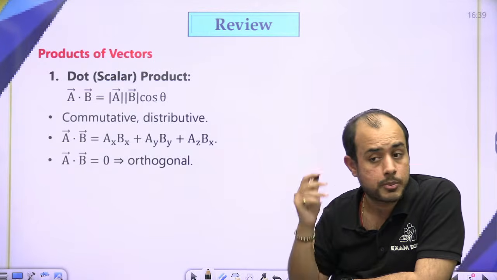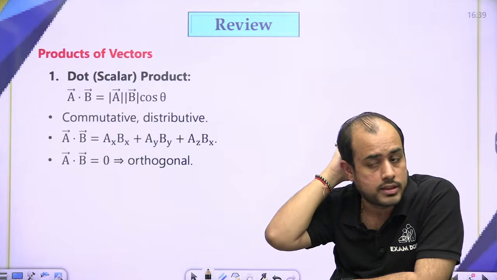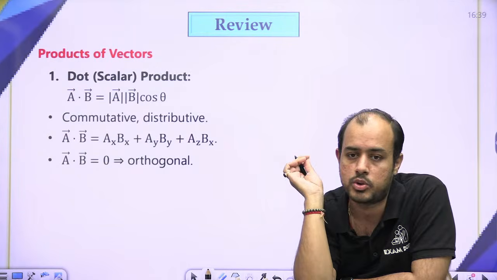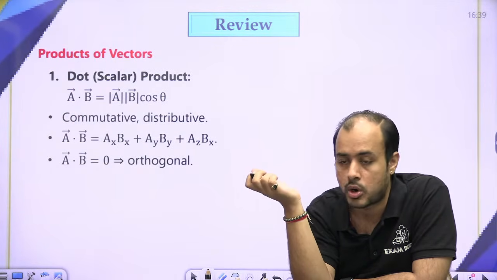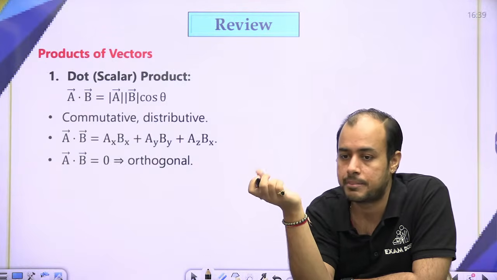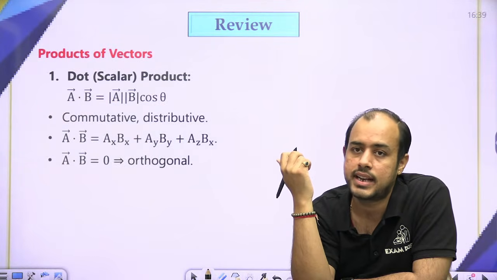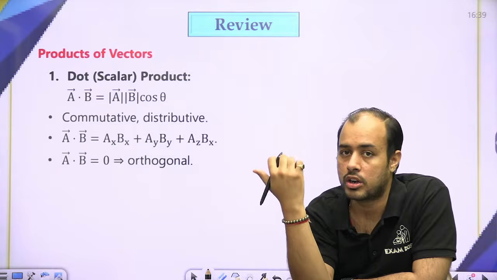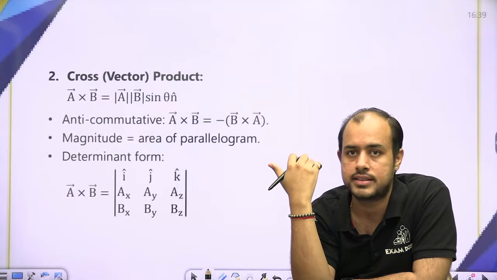We saw the dot product: A dot B is mod A mod B cos theta. It is commutative and distributive. How do we calculate the dot product? Using sum of products. Multiply each component and then take the sum. For orthogonal vectors, the dot product is 0.